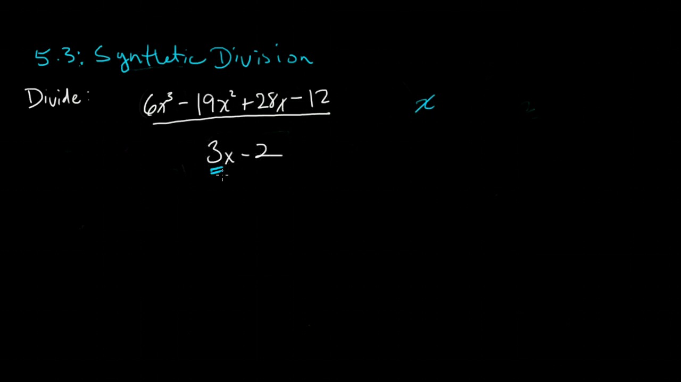So another way of saying that 3x minus 2 would be to set this equal to a root and then solve for x. So x would be equal to 2/3, or basically x minus 2/3. So another way of saying this would be to say x minus 2/3.